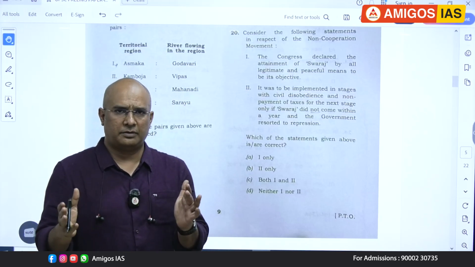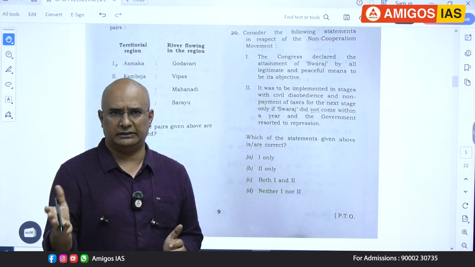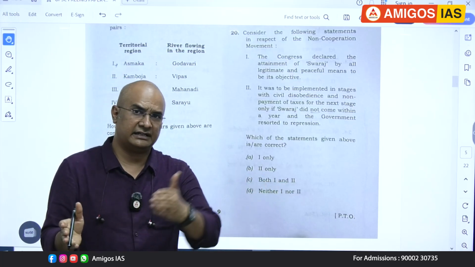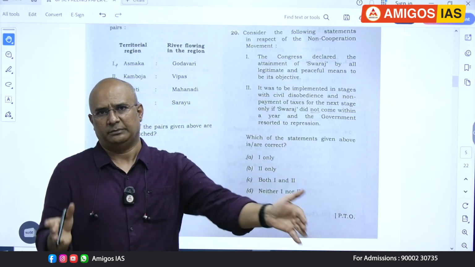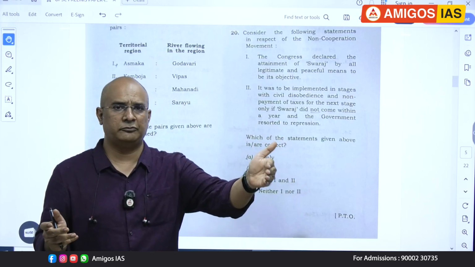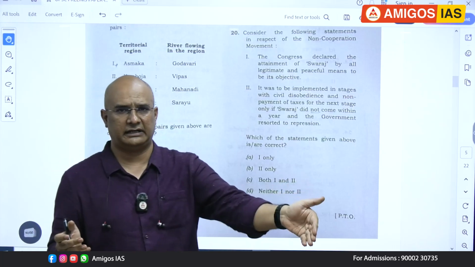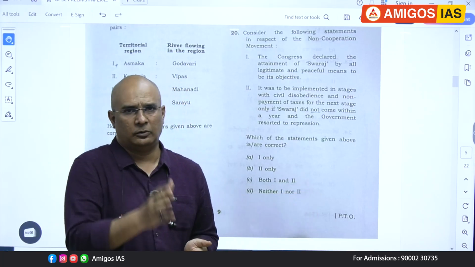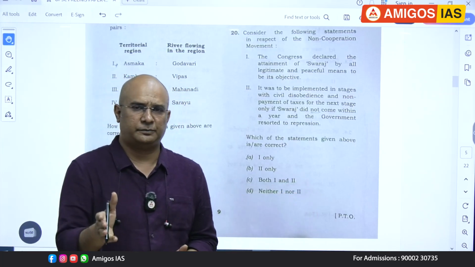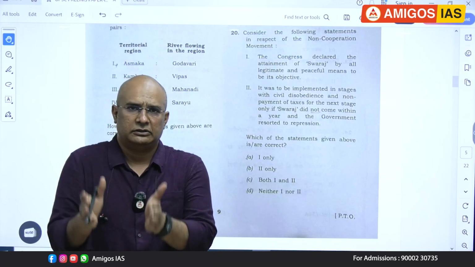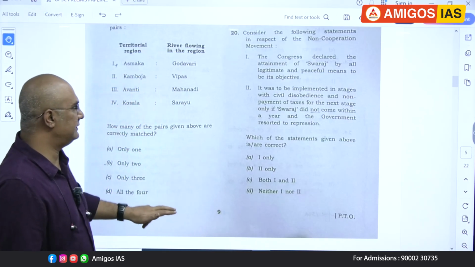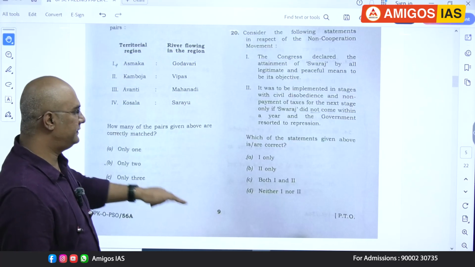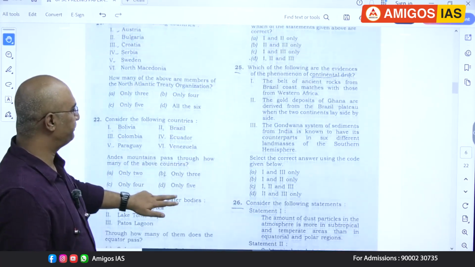Again, the non-cooperation movement had 2 stages. One stage will be non-cooperation. The second stage, which will be more intensified, will be the civil disobedience stage. But the second stage, which will involve violation of laws and non-payment of taxes, would be implemented only in case the government does not respond positively to the first stage of non-cooperation. So that makes the second statement also correct. So the answer for the 20th question will be C. Both 1 and 2 are correct.